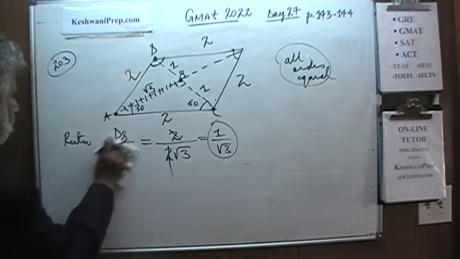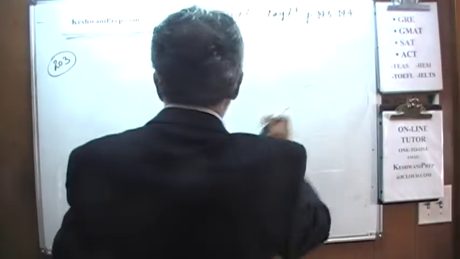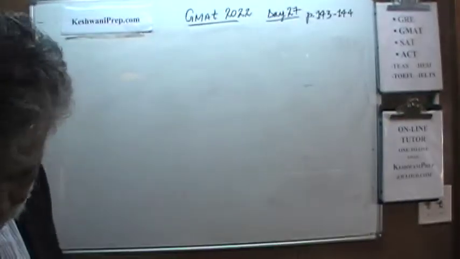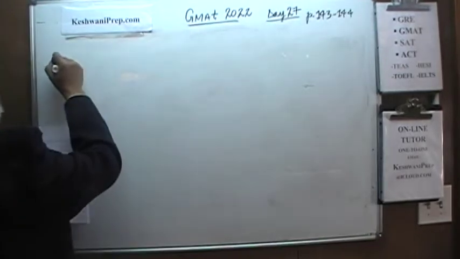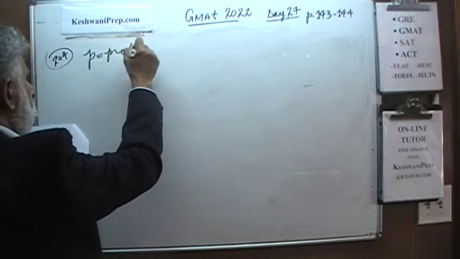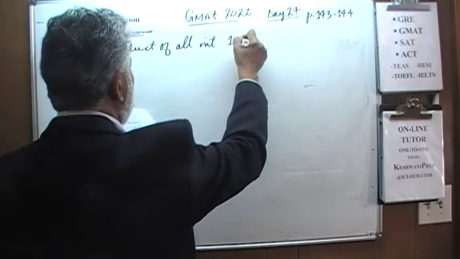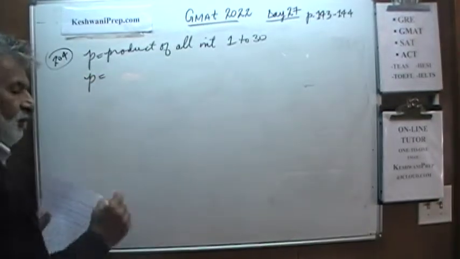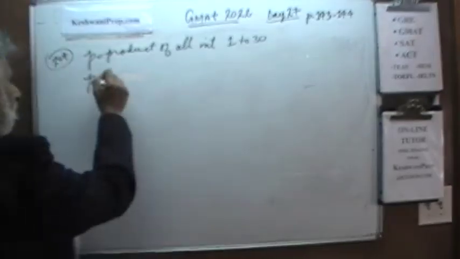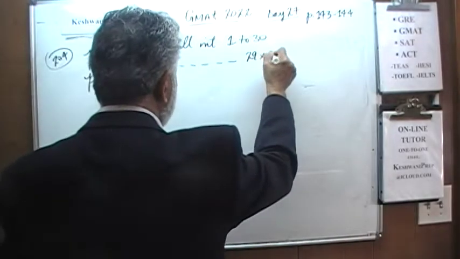204. In 204, we are told that P is the product of all integers 1 to 30, inclusive, including 1, including 30. In other words, P is just a very fancy way of saying P is 30 factorial. P is equal to 1 times 2 times 3 times all the way up to 29 times 30.